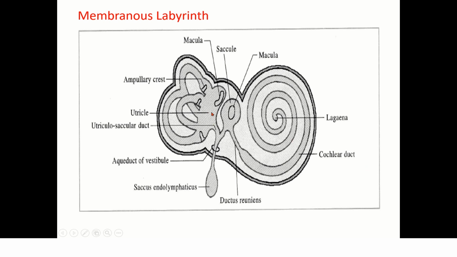Here you can see the ampullary crest or crista ampullaris within the ampulla of the semicircular ducts. This is concerned with kinetic equilibrium and angular acceleration. Within the cochlear duct, there is the organ of Corti, which is concerned with hearing. So the maculae in the saccule and utricle and the crista ampullaris within the ampulla of the semicircular duct are all concerned with balance, whereas the organ of Corti within the cochlear duct is concerned with hearing.